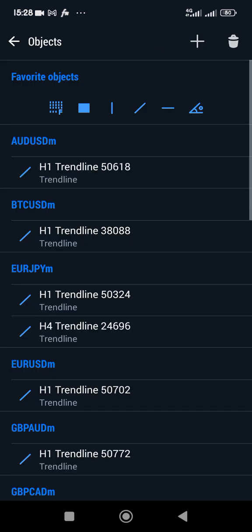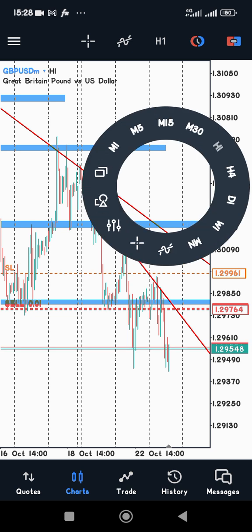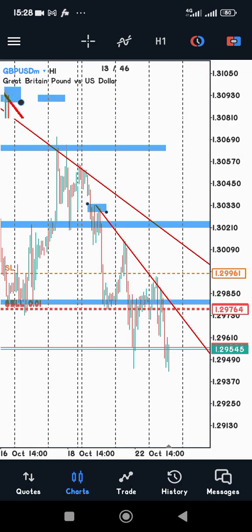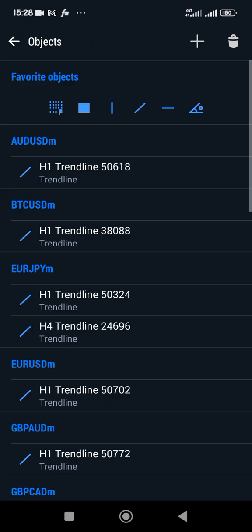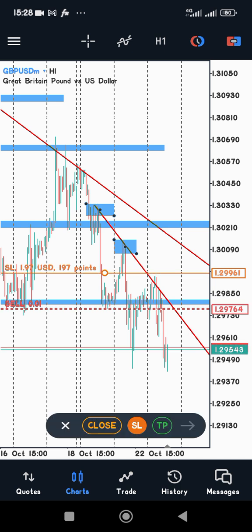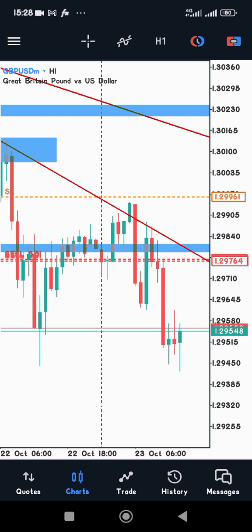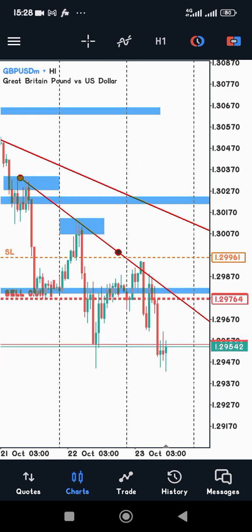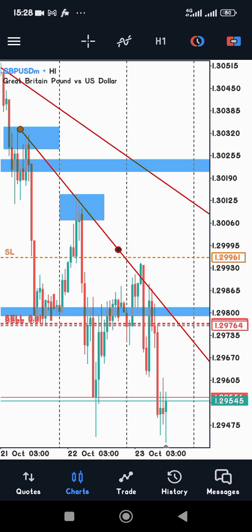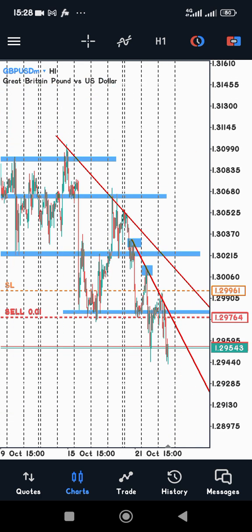If you look at it, this is the first touch over here, and this is the second touch over here. That's the first touch and the second touch.